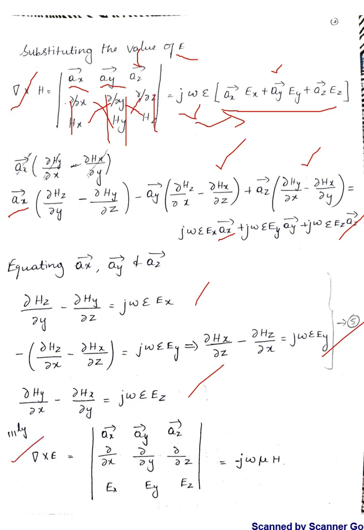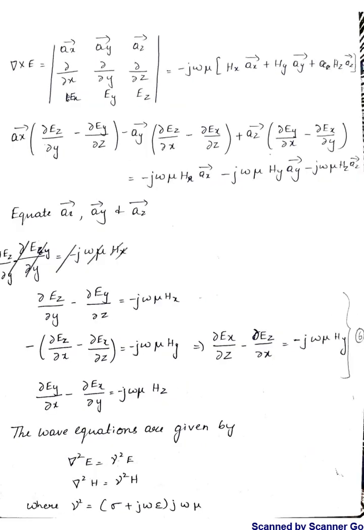Now similarly, you're going to repeat the same process for E. Del cross E is equal to the determinant of ax vector, ay vector, az vector, del by del x, del by del y, del by del z. Previously you had Hx, Hy, and Hz; here you will have Ex, Ey, and Ez. From the second equation, del cross E is nothing but minus j omega mu H. Whatever we did for H, we repeat for E. Instead of H, I write the value of H which we got in the previous equation, take the determinant value, and on the RHS multiply each and every term inside the bracket. I'm writing the RHS part again.